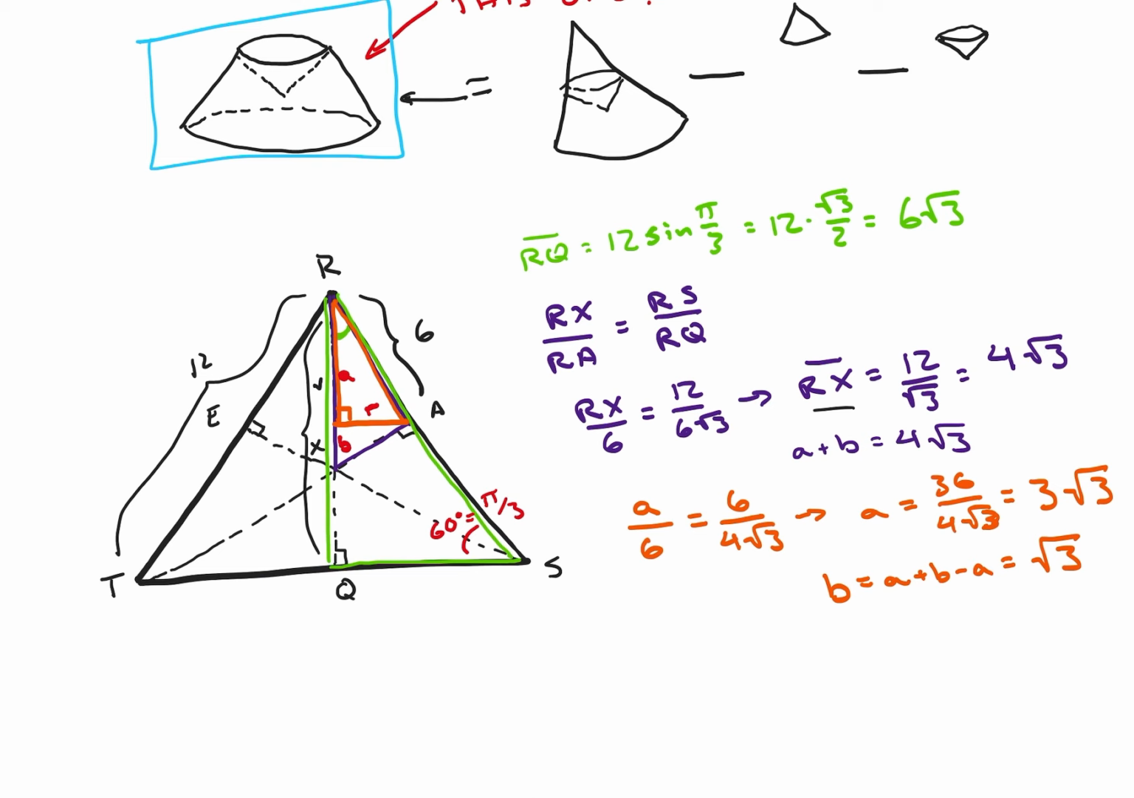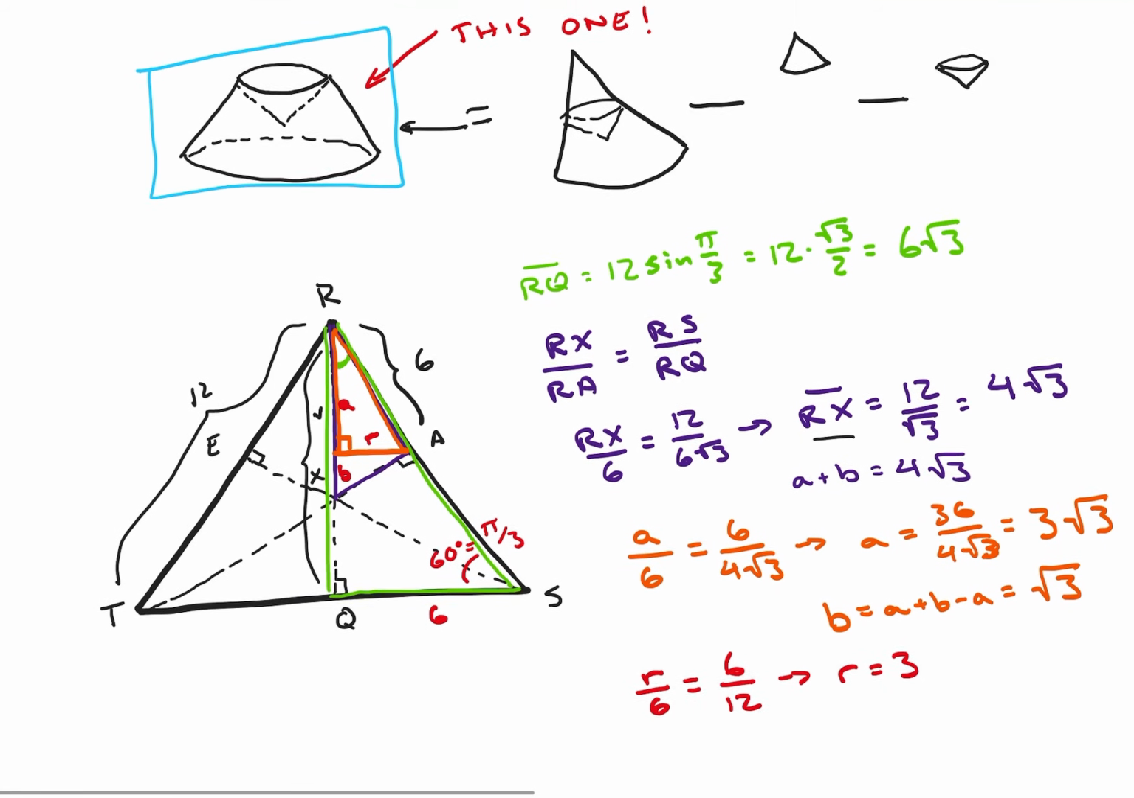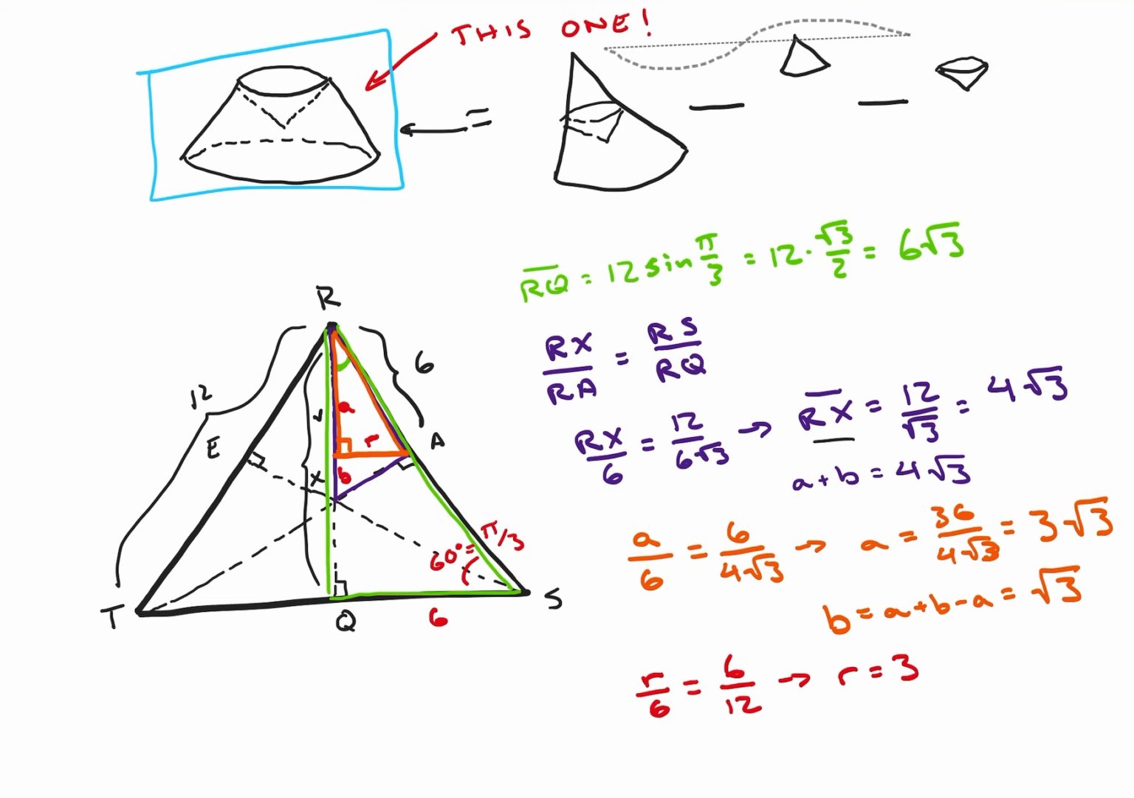So looking at similar triangles now, let's look at the orange triangle and the purple triangle. So R over 6 is equal to 6, that's this length down here at the bottom, divided by 12. So that tells me that my radius is going to be 3. All right, so now we are almost done here.